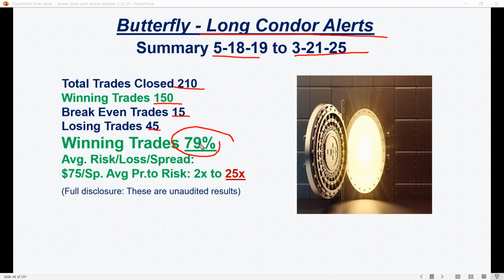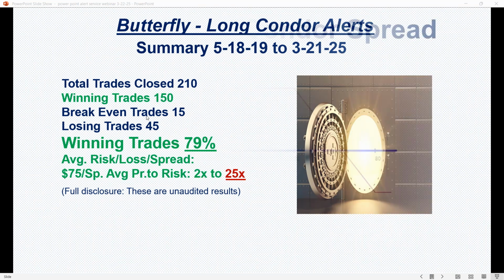Now, these are very low risk trades. Maybe the average risk is $75 per spread, around there. But potential return can be anywhere from 2 to 1 up to 25 to 1. So risk $1 to make $25. Where else can you do that? But you can do that with a butterfly. The long condors typically will be a return of 1.5 up to maybe 3, but also very low risk trades. We do a lot of long condors.